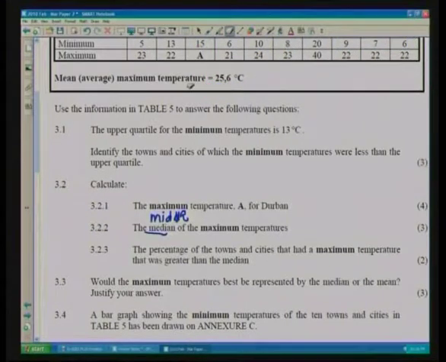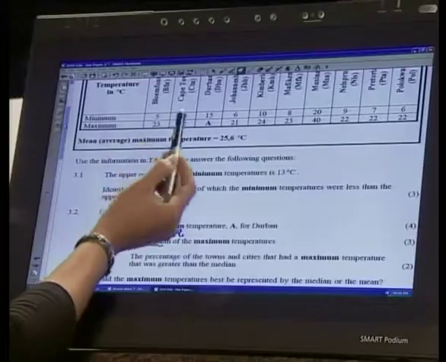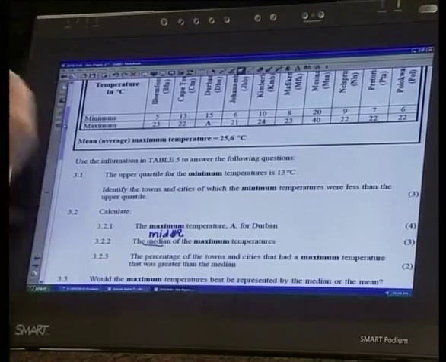Okay, now, maximum temperatures, they've told us that we've got Bloemfontein, Cape Town, etc., and they've got them all listed there. Now, the most important part about calculating your median is obviously that you need to make sure your data is arranged from smallest through to biggest. Generally speaking, in a paper one type of question, they might give you the data already organized in that order, but in paper two, you can pretty much guarantee that you're going to first have to arrange that data and then find the middle number.